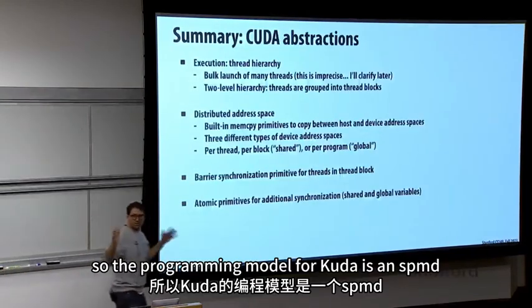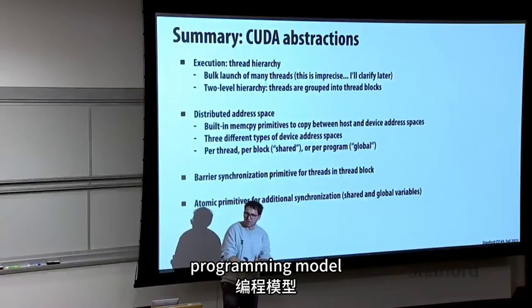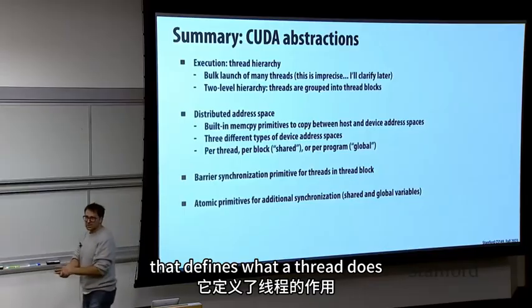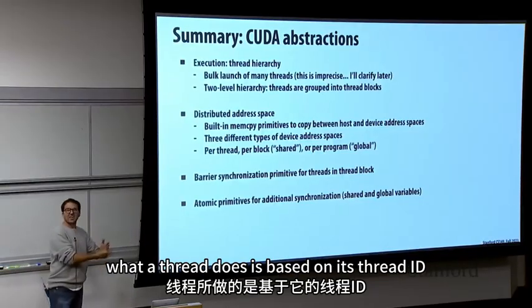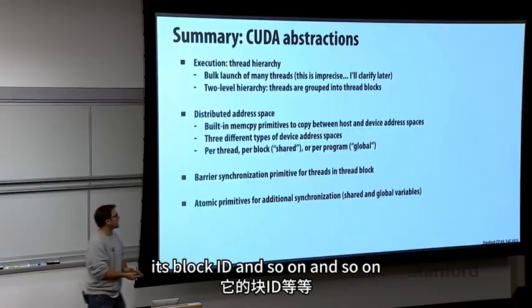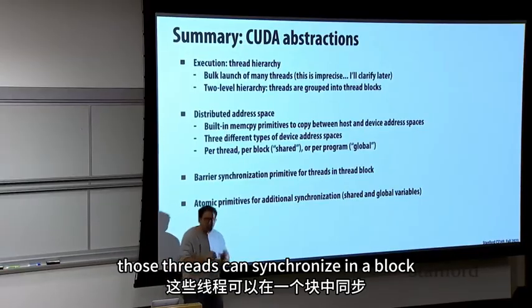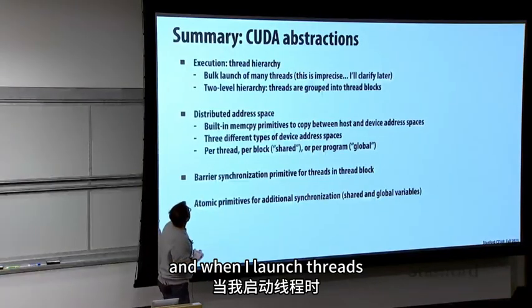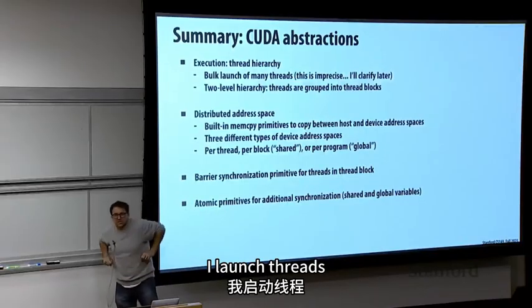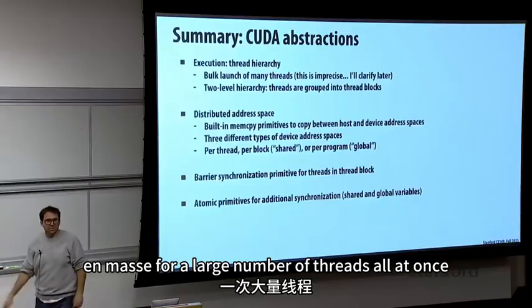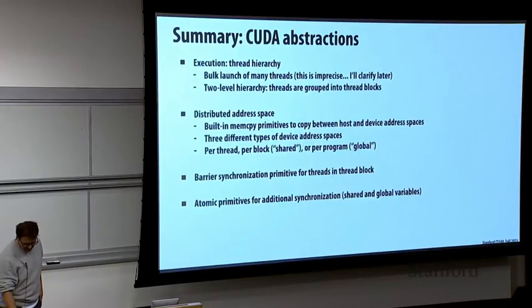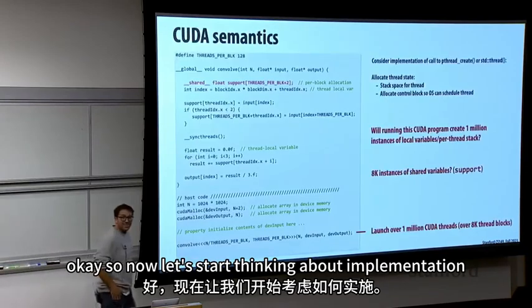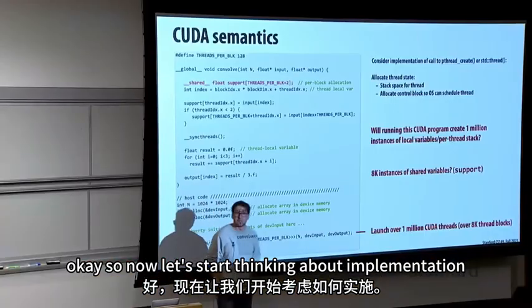So the programming model for CUDA is an SPMD programming model where you write a single program that defines what a thread does. What a thread does is based on its thread ID, its block ID, and so on. Those threads can synchronize in a block with barriers if they so wish, when I launch threads en masse, a large number of threads all at once. Okay? All right. So now let's start thinking about implementation.